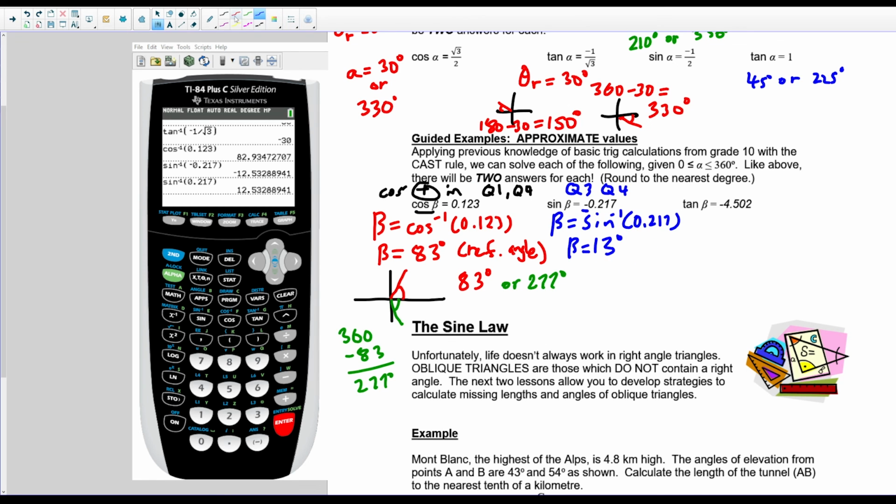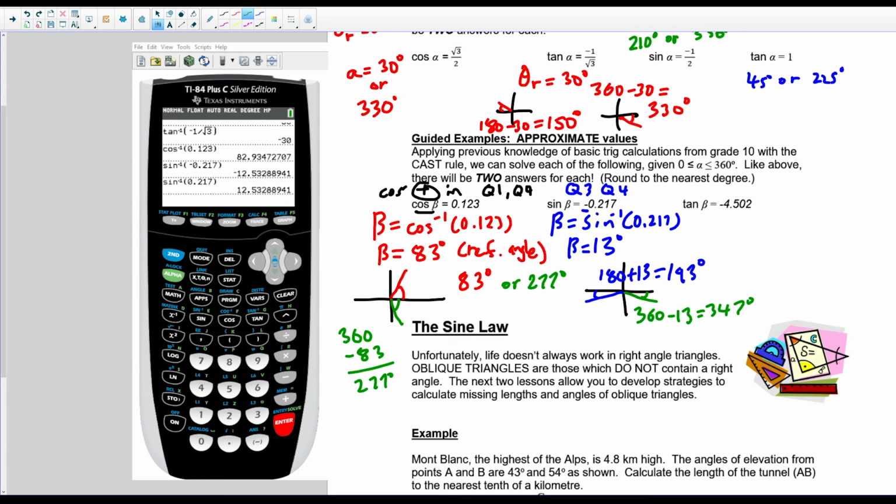So let's draw our quadrants here. And since our reference angle is 13 degrees here in quadrant number 3, that's my reference angle. And we have 180 plus 13, which gives us 193 degrees as my first answer. And then for my second answer, I'm in quadrant number 4. There's my 13 degrees. And I have 360 minus 13, which gives us 347 degrees.